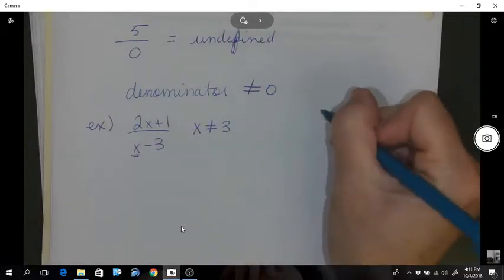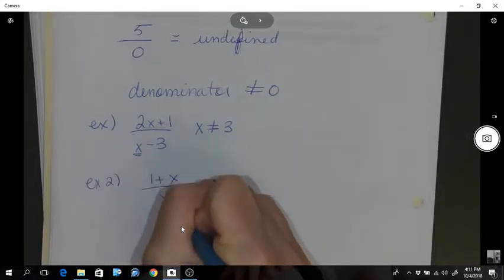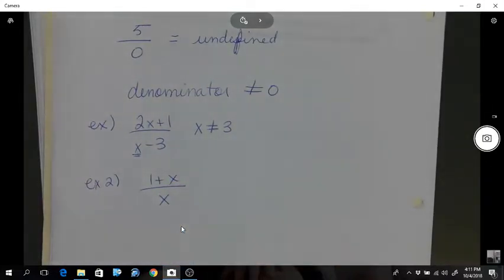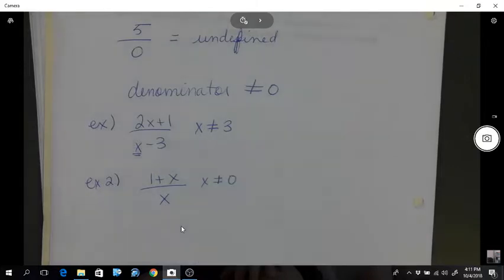Okay, what about example 2? 1 plus x over x. What is the restriction on x? X cannot be 0.